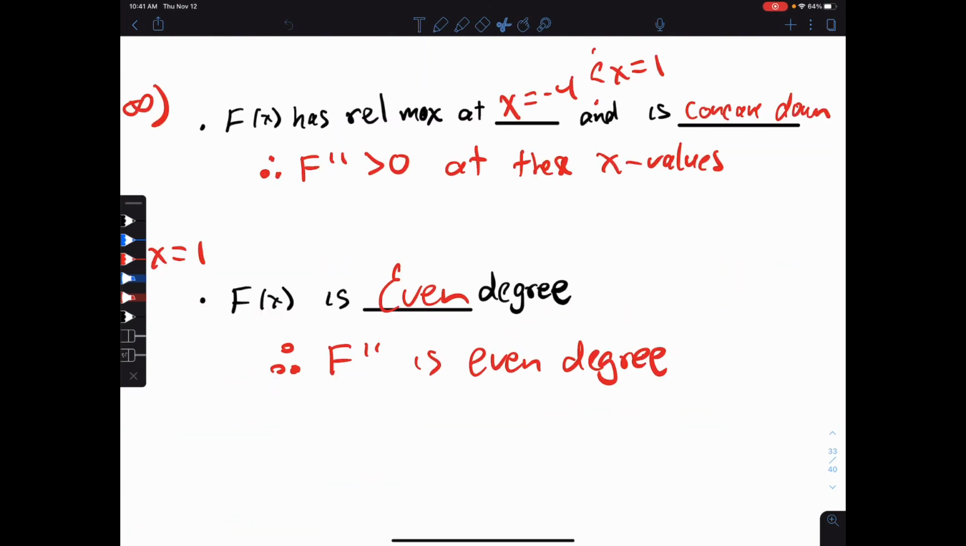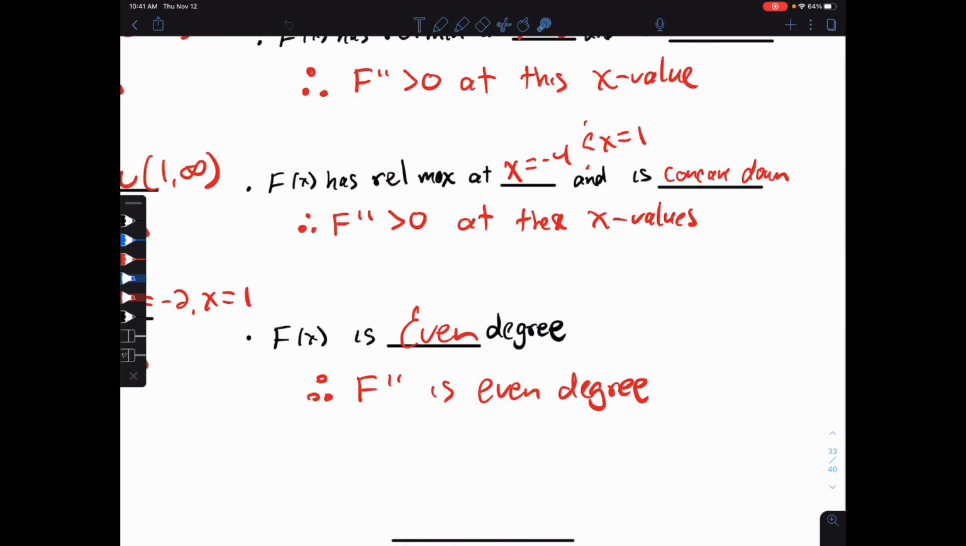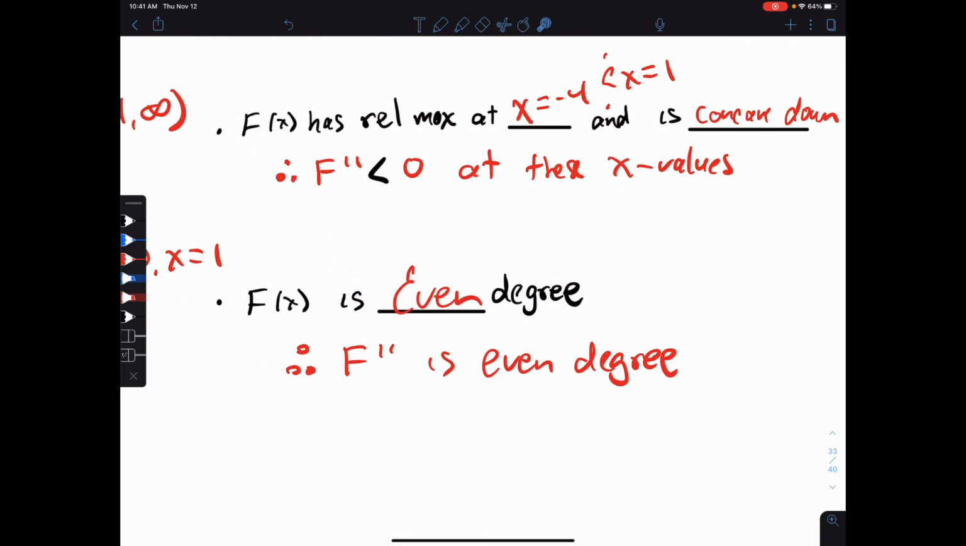As a correction, I misspoke and miswrote here. If f has a relative maximum, it's concave down, so f double prime is not greater than 0. It is less than 0. That's a huge, huge deal. My apologies, and that needs to be corrected to be less than.